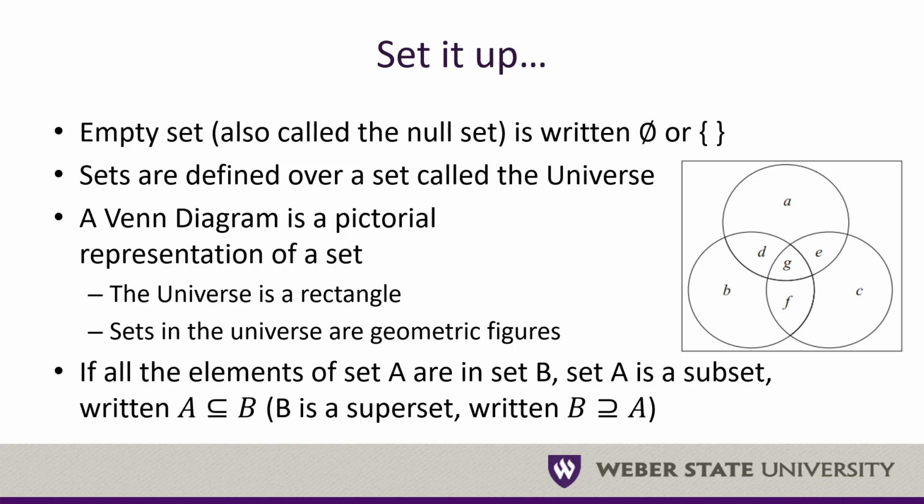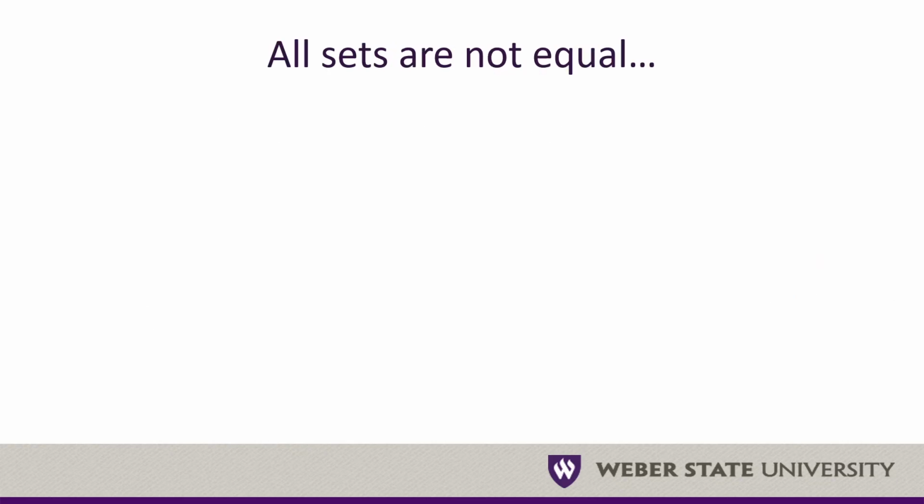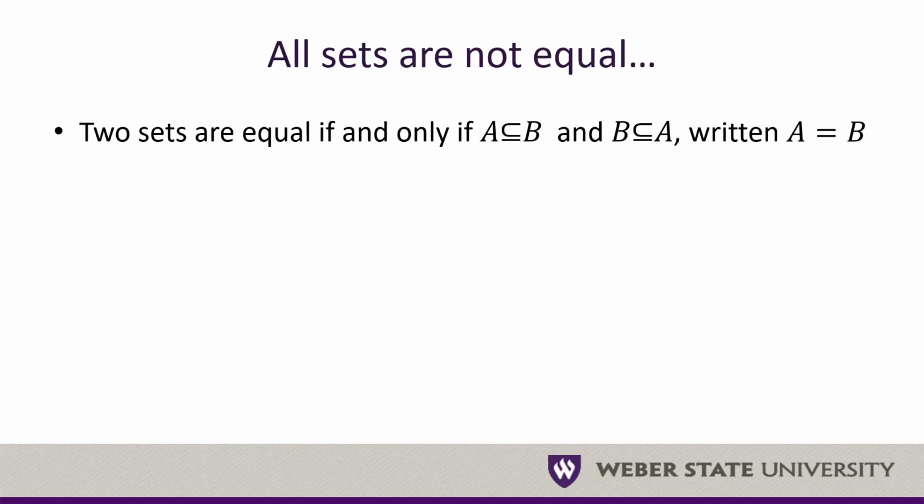So if all the elements in A are in set B, set A is a subset. And note that this has the equal sign. All the elements in set A could be in set B, but we could also have the case where all the elements of set B are in set A, in which case we would say that they are equal.